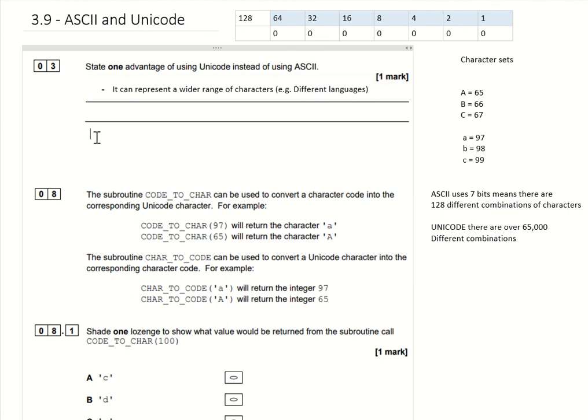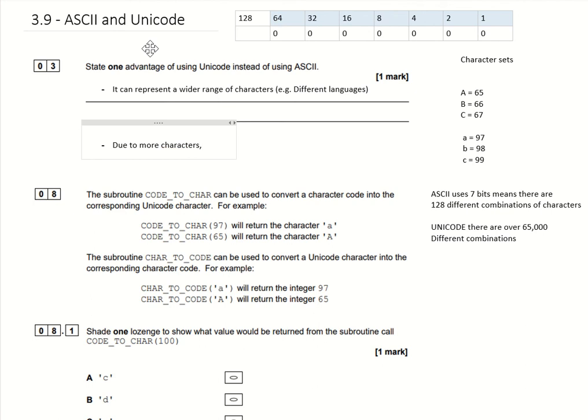Okay, the only real disadvantage to using Unicode over ASCII really is due to the wider range of character set. So due to more characters, more storage is required. And that's the only real downside, is that you require more storage to store those extra characters because there's over 65,000 of them as opposed to ASCII, which only has 128. So obviously it's going to take up more storage, but let's be honest, in today's day and age of computers, it's not going to be that big a deal.